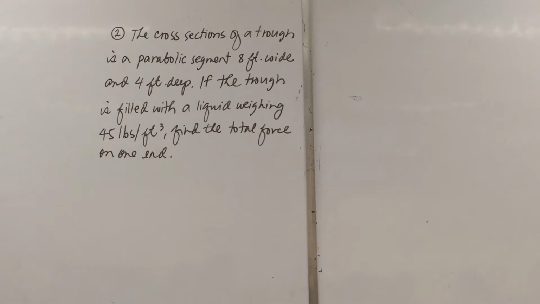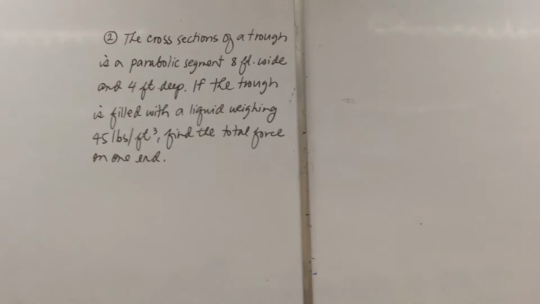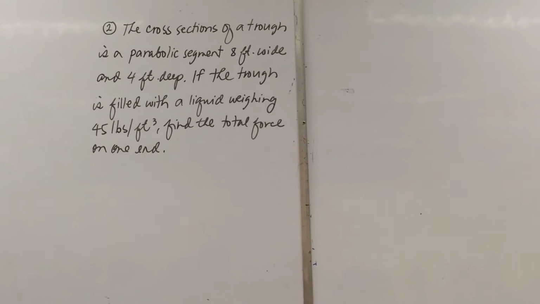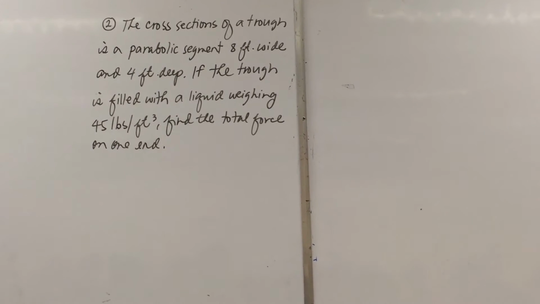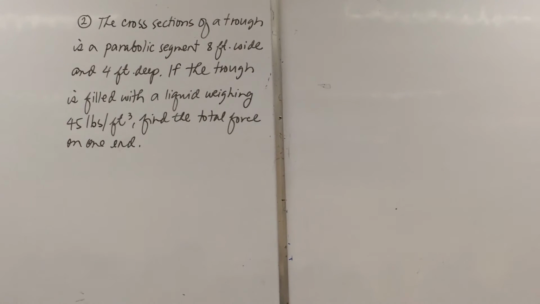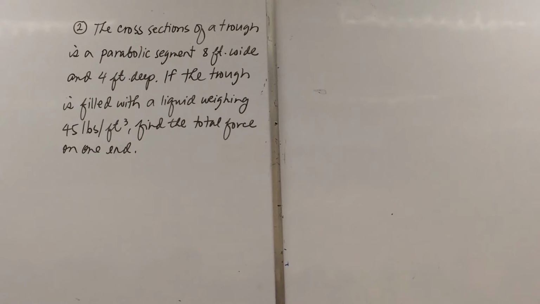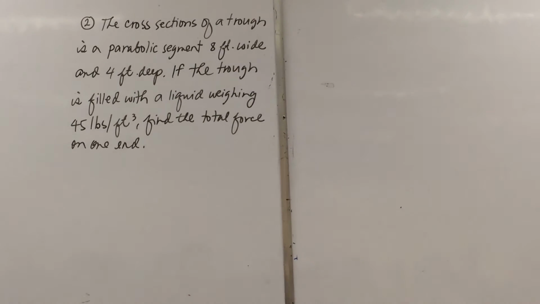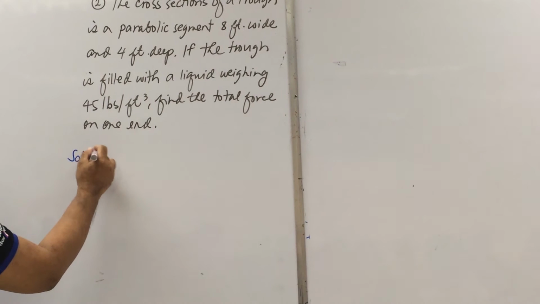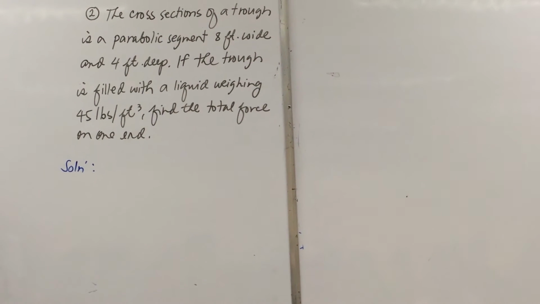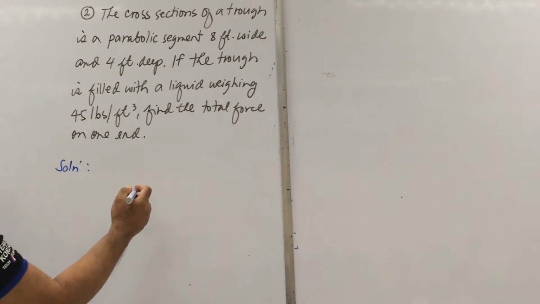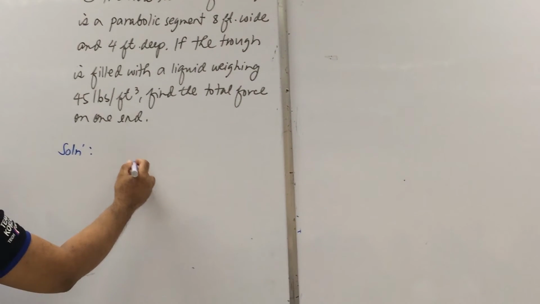Let us have now the second example. Let us read the second example here. The cross-section of a trough is a parabolic segment, 8 feet wide and 4 feet deep. If the trough is filled with a liquid weighing 45 pounds per cubic foot, find the total force on one end. So let us draw again the cross-section that is being submerged or filled with a liquid. It is a parabolic segment.